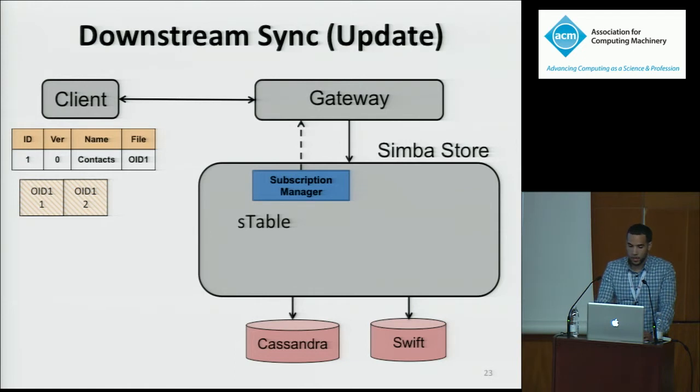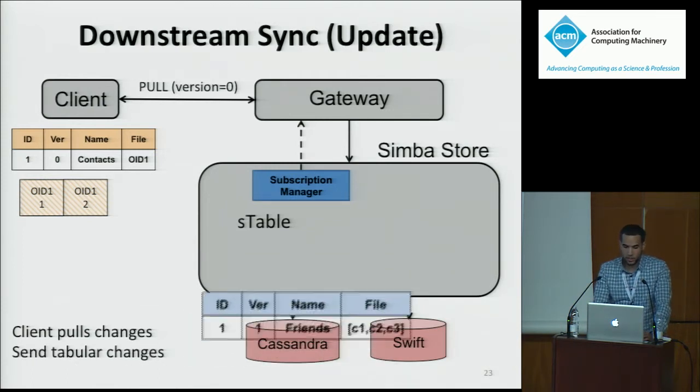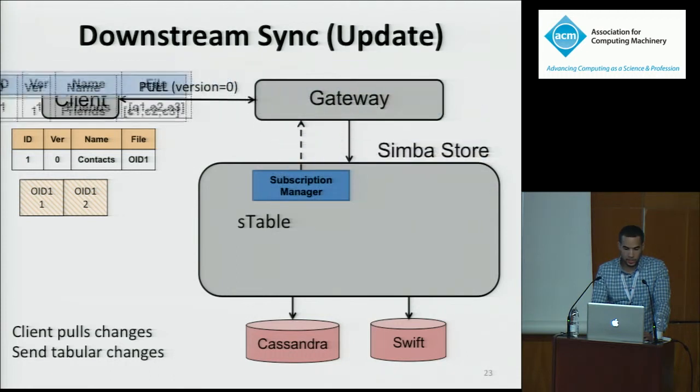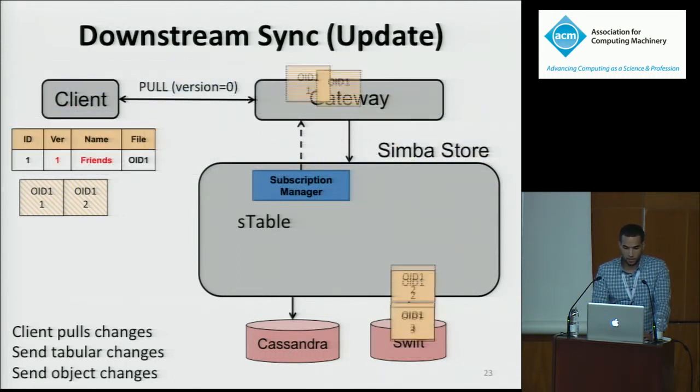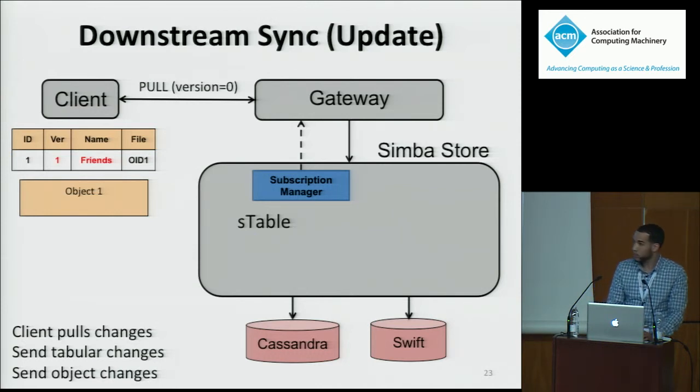Downstream sync is similar. First, a client issues a downstream sync or a pull operation, and it specifies its current version. This is in response to the notification message. And this tells the store to retrieve the set of changes from that version to the current version. So the store then retrieves the updated rows and sends them followed by the objects. But we have a problem here. Downstream syncing is not very efficient since we're doing per row versioning, and we receive the entire row anytime a column is updated. So how can we improve this?